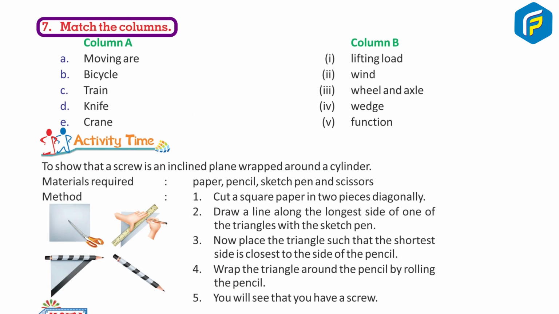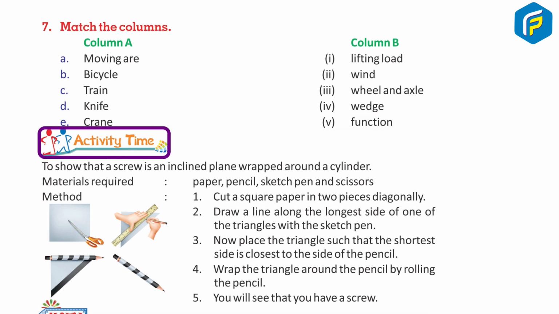7. Match the columns. Column A. A. Moving air. B. Bicycle. C. Train. D. Knife. E. Crane. Column B. 1. Lifting load. 2. Wind. 3. Wheel and axle. 4. Wedge. 5. Function.